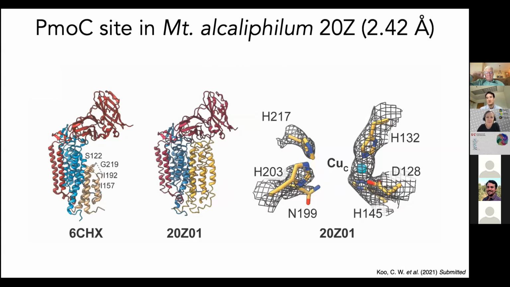There actually has been one published in detergent, and that structure essentially looks like this, where most of this region is completely not there. The PmoC site is not visible at all. So the most highly conserved part of the polypeptide is not present in that structure. So we kind of moved beyond that.